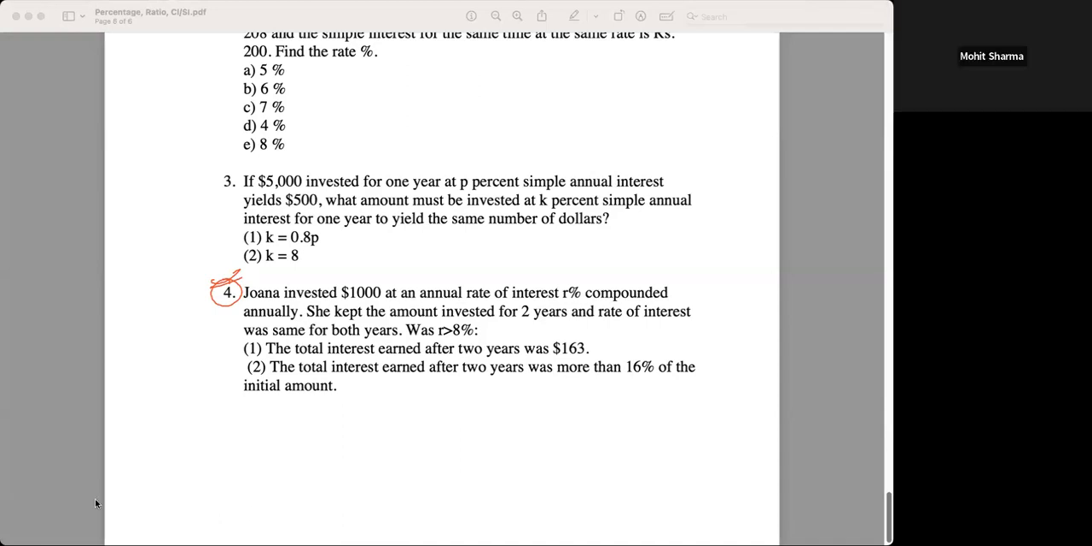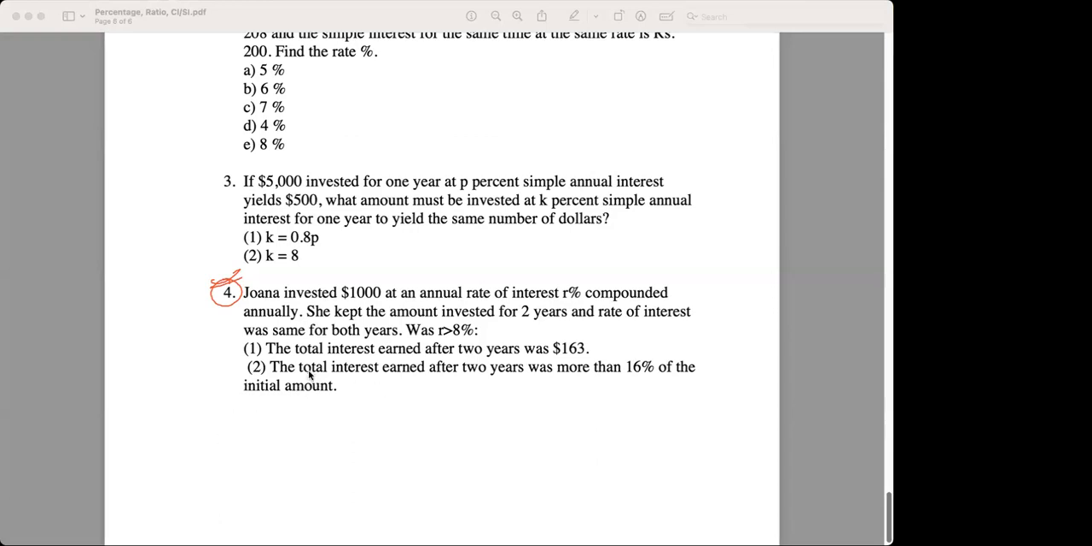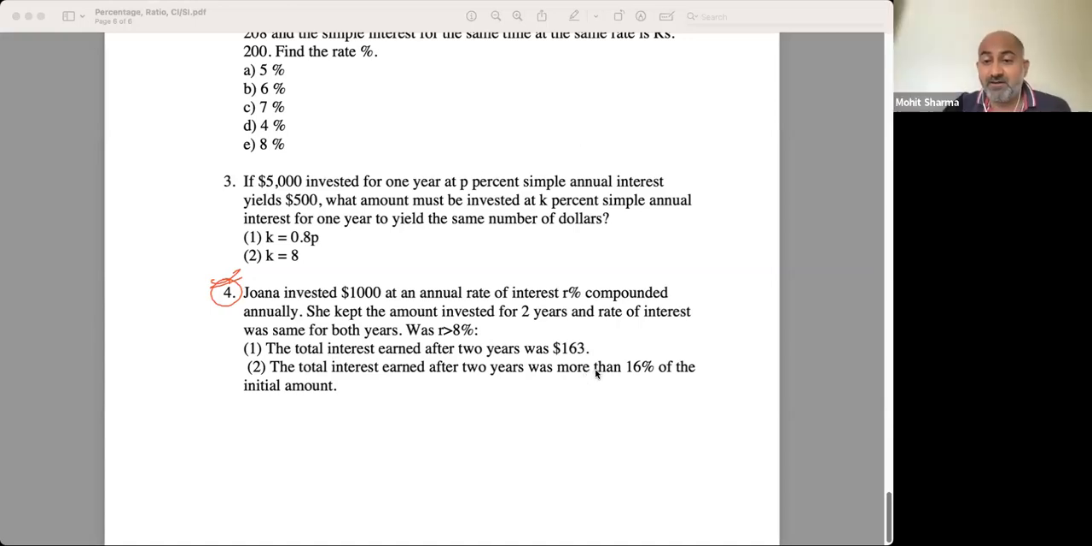How is second sufficient? So second is saying 16% total. If we take more than 8% as 16%... No, it's more than 16.